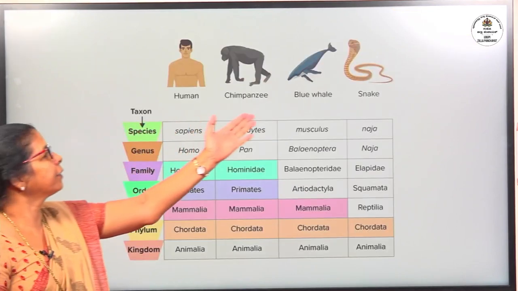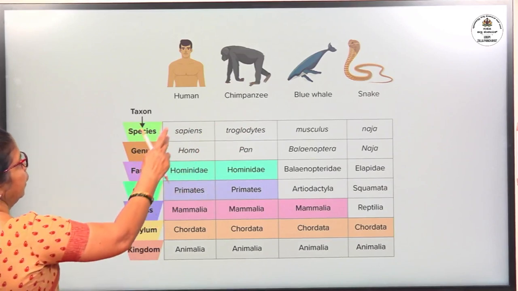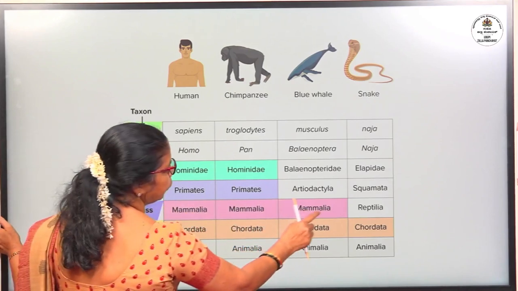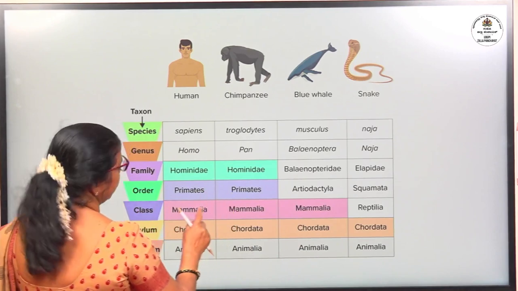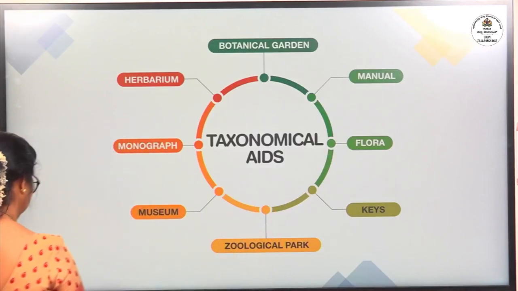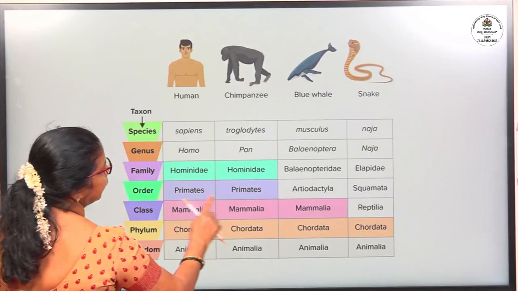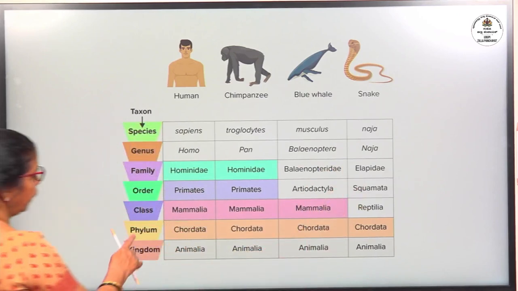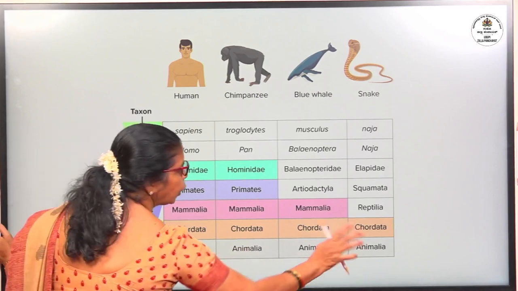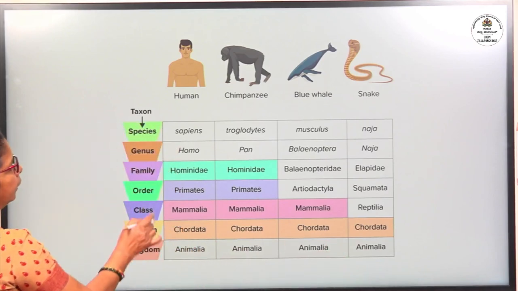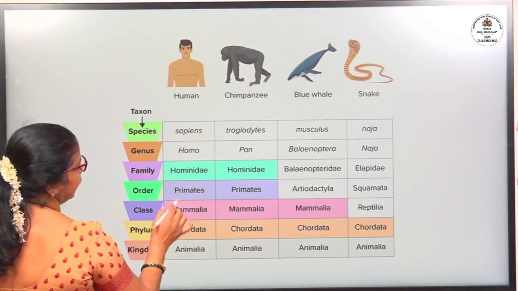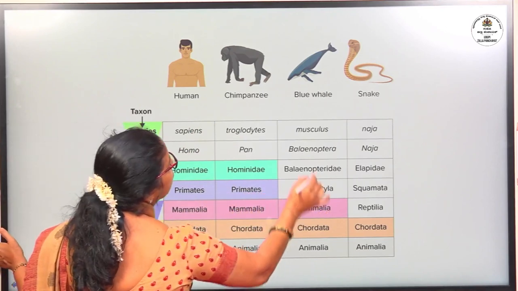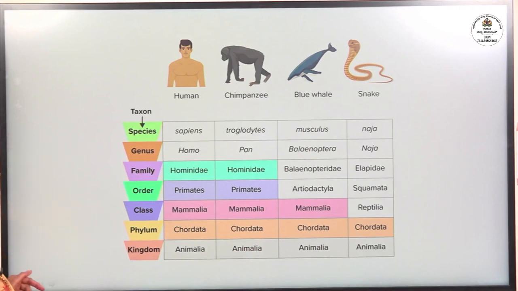Next, here there are some examples. These are the different taxa. These first two are mammals, and the last one is a snake, which is under class Reptilia. The phylum is common here, they all belong to the common kingdom Animalia. Then these two are humans and chimpanzee, they come under Primates, and this is Artiodactyla, the blue whale, then the snake, that is Reptilia.